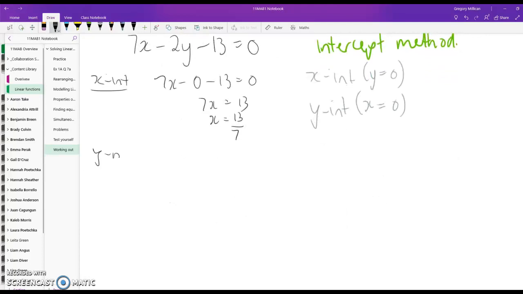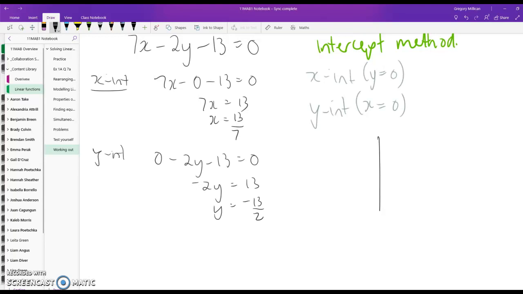My y-intercept is when y equals 0. Oh, look at that, I did the y-intercept first. That was a bit silly. No, I didn't. The y-intercept is when x equals 0. So I'm going to have 0, take away 2y, take away 13 equals 0. So negative 2y equals 13. So y is negative 13 over 2.